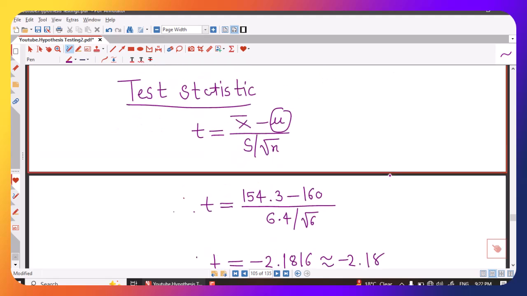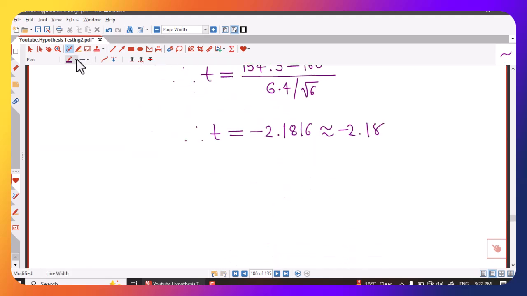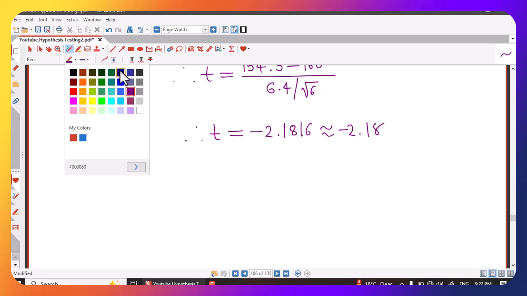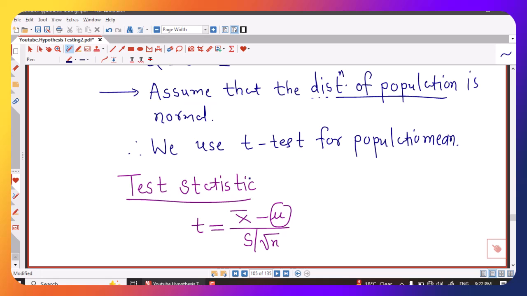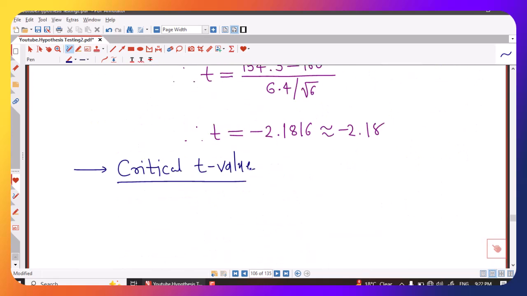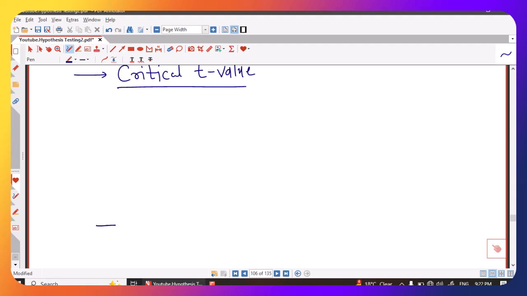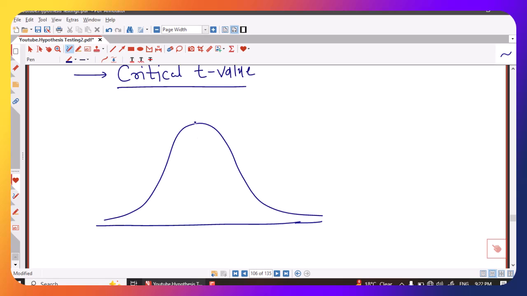So this is the value of test statistic, and now finally we require the critical t value, and we are already given the value of t, which is the critical value. But here we observe that we have a one-tailed test, and we know that the graph of t distribution is a bell-shaped curve which is similar to normal distribution, and here at the center we have 0.